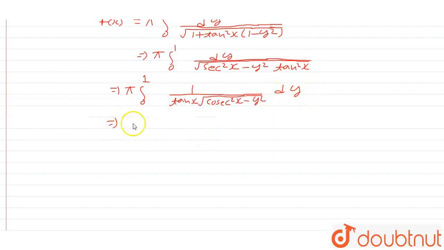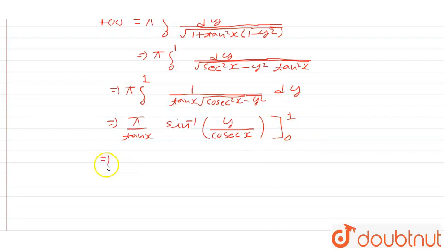Then finally we have to get it here pi by tan x, and sin inverse, this is the formula of that thing, sin inverse y by cosec x. So cosec square x minus y square is what here? Cosec x. Okay, and their integration of 0 to 1. When you will come dx by dy, this is the formula we have to write here. The formula is integration of dx divided by root under a square minus x square equal to sin inverse x by a.